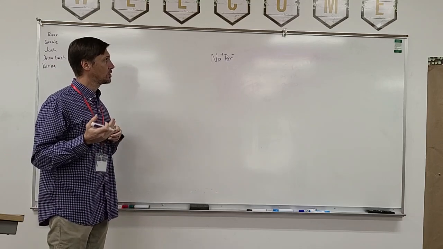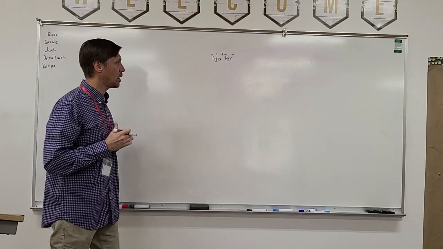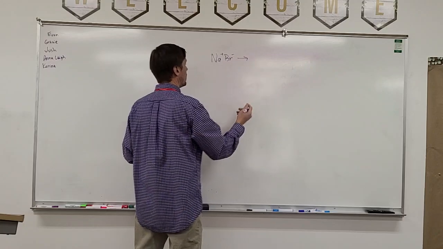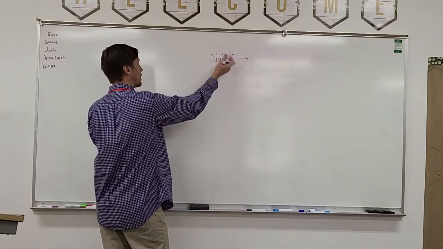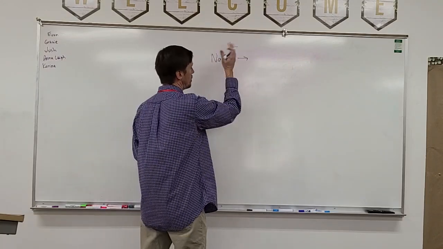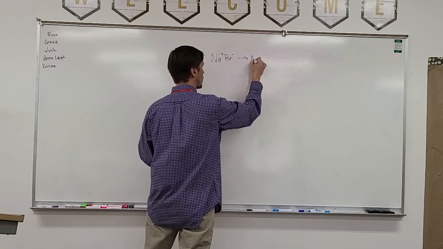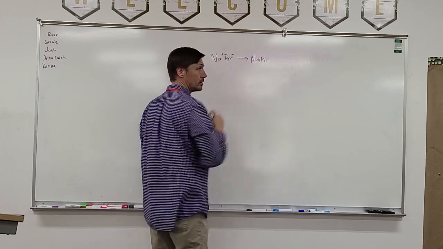So Na plus, Br minus. And swap and drop says swap the numbers that are up here and drop them down. Well, the numbers that are up here are both 1s, and so when we drop both of those down, we just have NaBr.